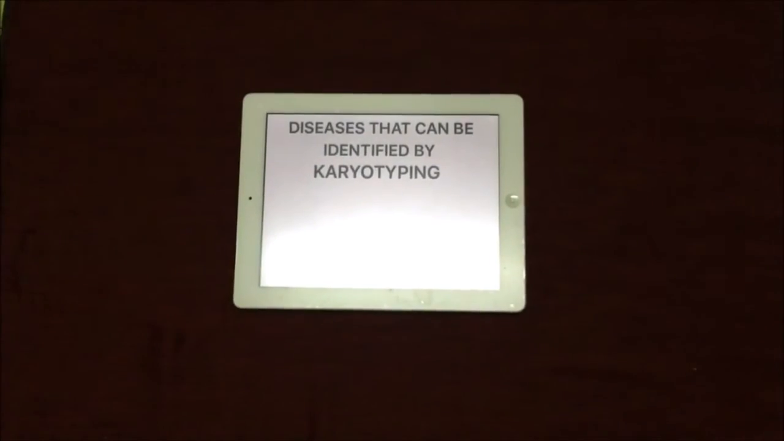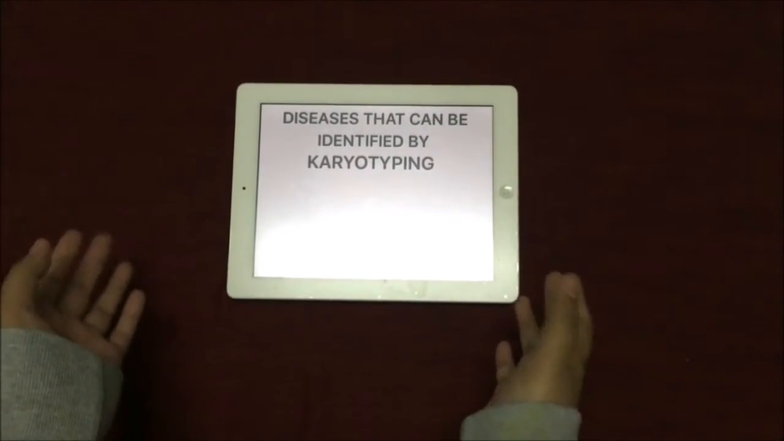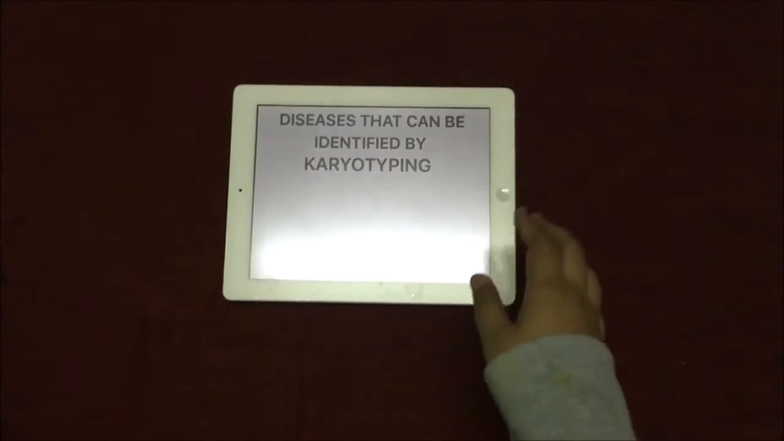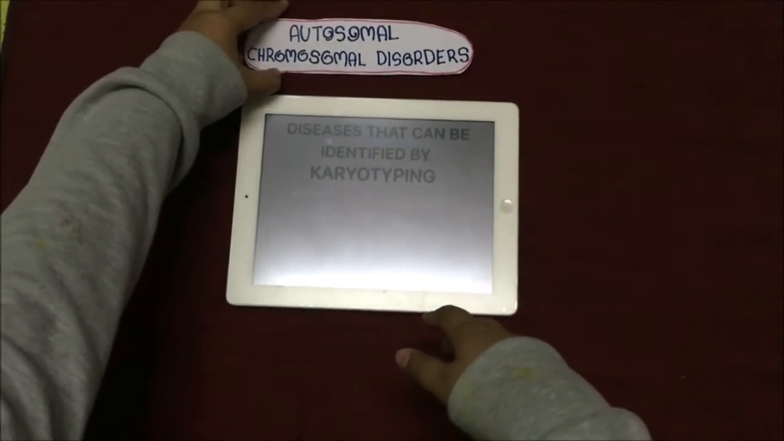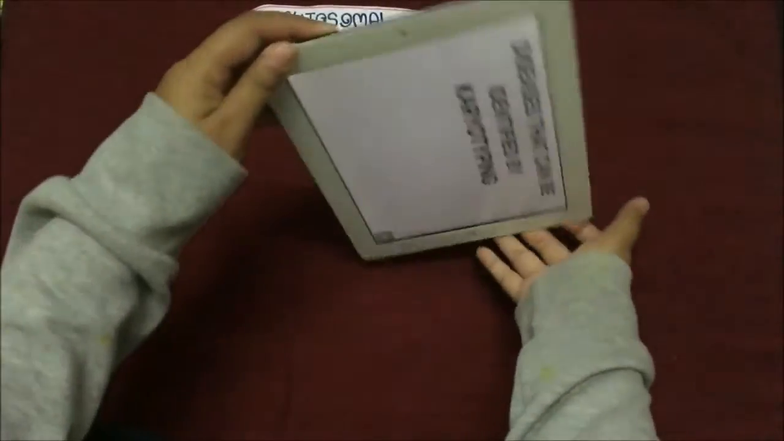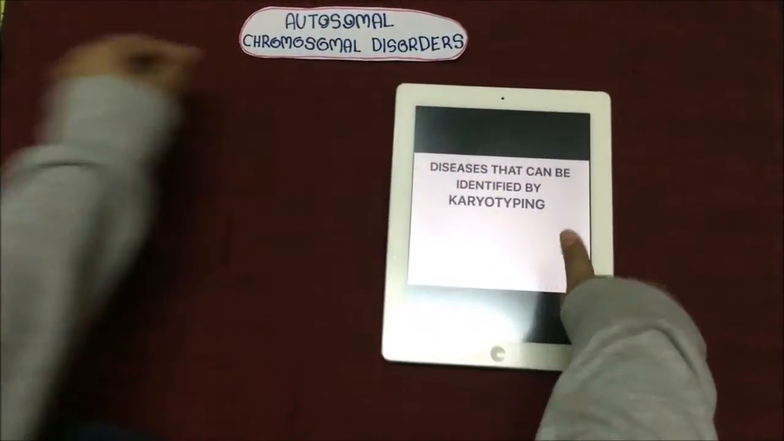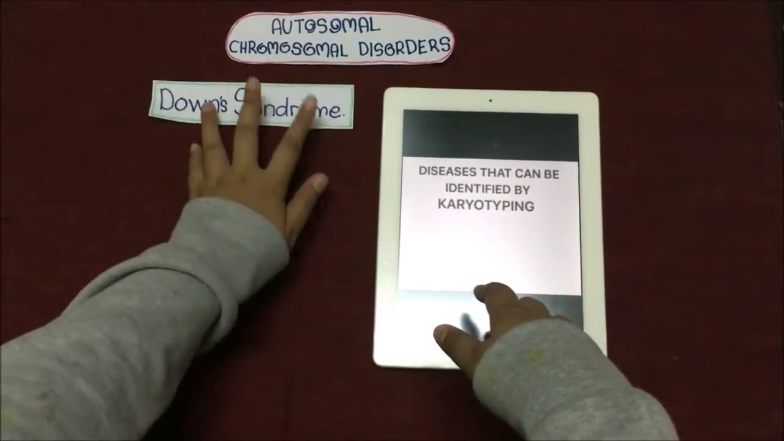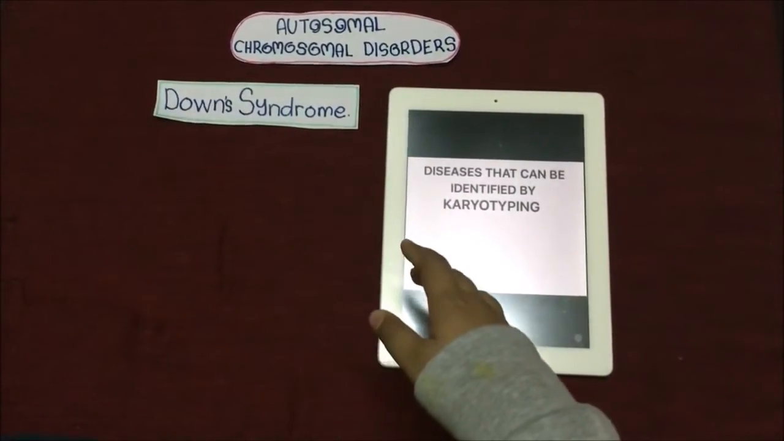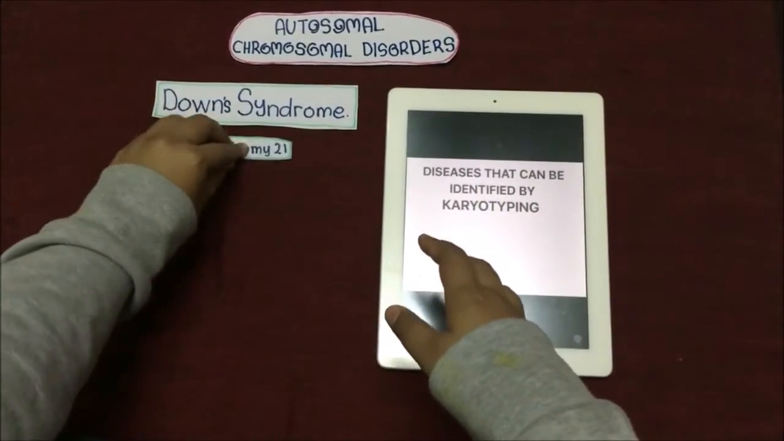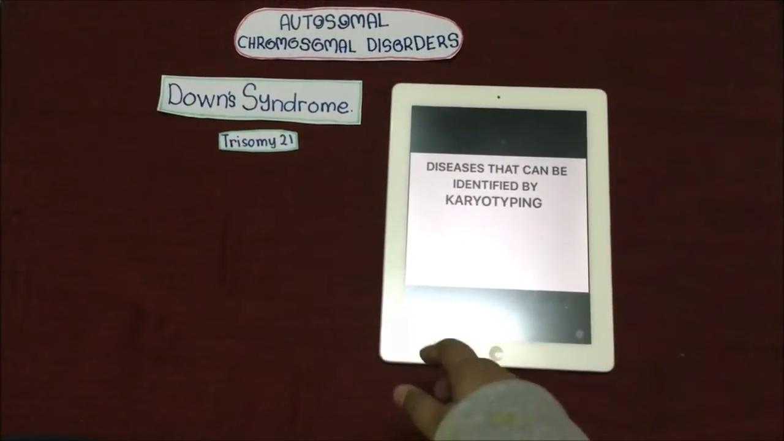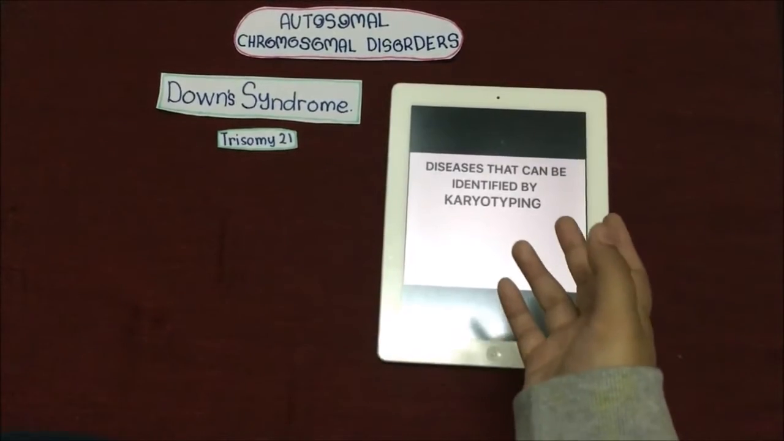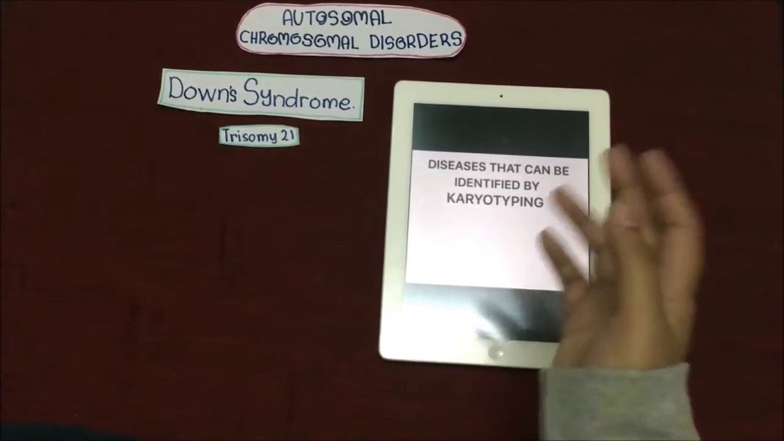Thank you. Hello, so today we're going to discuss diseases that can be identified by karyotyping. The first thing I'm going to discuss is the autosomal chromosomal disorders. The most common autosomal chromosomal disorder is Down syndrome. The patient with Down syndrome will have trisomy 21, which means an extra copy of chromosome 21.